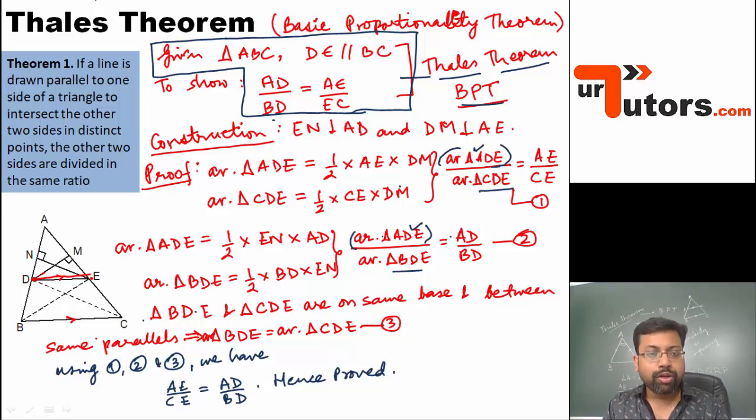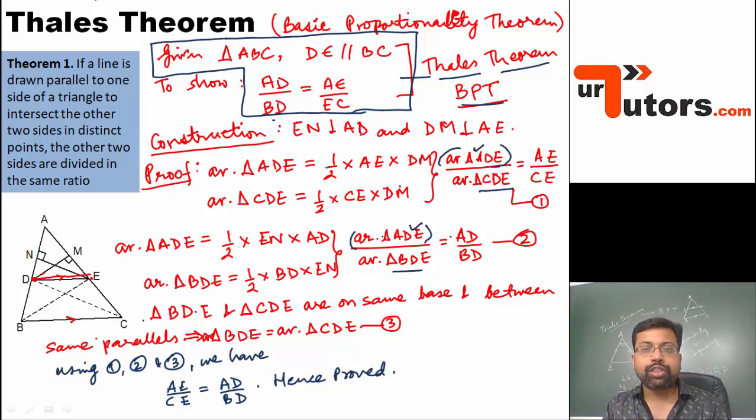Now coming to the proof, in the first case we take triangle ADE. The area of triangle ADE is half into AE into DM. If you take the perpendicular DM into consideration, the area of triangle ADE is going to be half into AE into DM. Now triangle CDE's area will be half into base into height, which is half into CE, which is the base, and the perpendicular from D on CE extended, which is DM again.